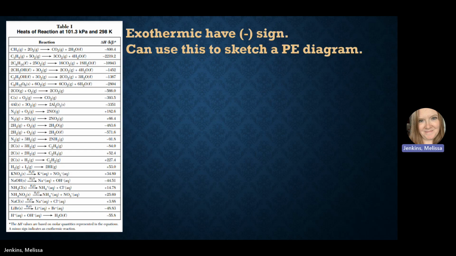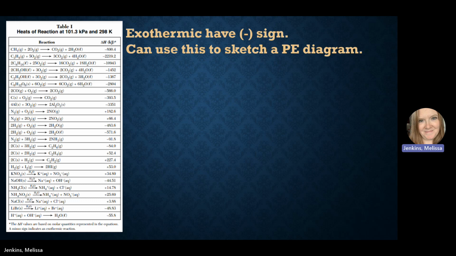Table I, remember, we looked at this several times. It says a minus sign indicates exothermic reaction. So literally it tells you if the reaction is exothermic or endothermic. If they ask you randomly on the exam, is this reaction exothermic or endothermic? I promise you, you didn't have to memorize it. It's on Table I. Okay, so you just have to look it up.